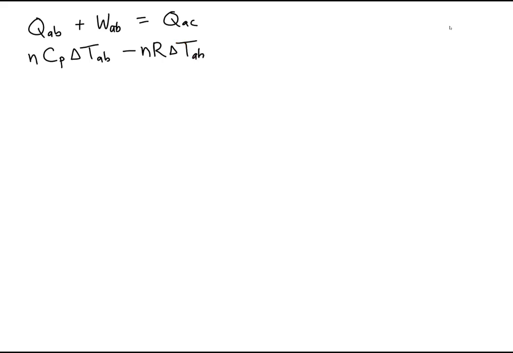So let's remind ourselves of what we have. We have the heat exchange from A to B plus the work done from A to B is equal to the heat exchanged from A to C. We had that the heat exchange from A to B is equal to the number of moles times the molar specific heat at constant pressure times the change of temperature from A to B, plus the work done from A to B, which we just showed to be equal to minus the number of moles times the gas constant times the temperature change from A to B. And that is equal to the heat exchange from A to C, which we found to be the number of moles times the molar specific heat at constant volume times the temperature change from A to C.